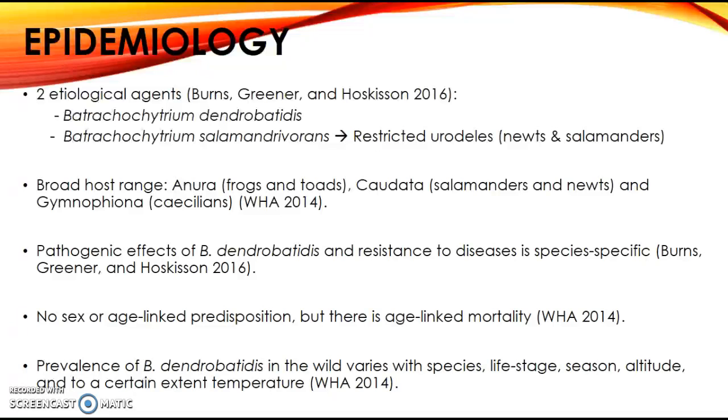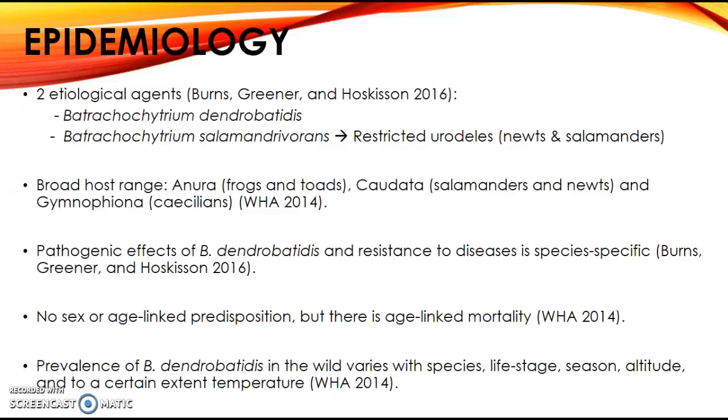Now, the pathogenic effects of B. dendrobatidis and the resistance to disease is actually species specific, because some species are highly sensitive and the infection has devastating effects on the population, such is the case for the littoral amphibian species. Other animals appear to be unaffected, but may act as potential environmental reservoirs for the fungus. It actually appears that amphibian populations develop some measure of resistance to the fungus over time, or the fungus becomes less pathogenic, or both, who knows.